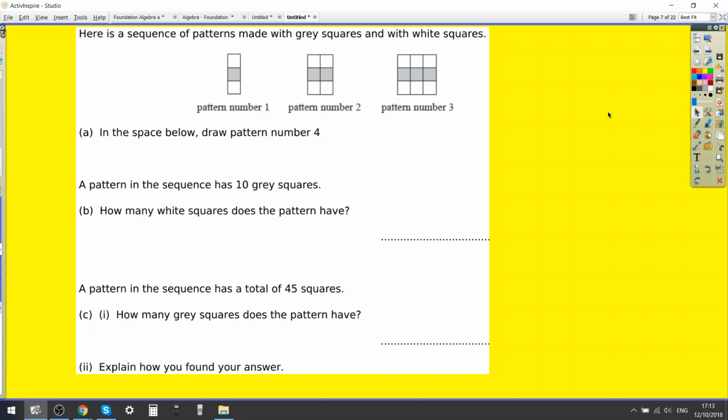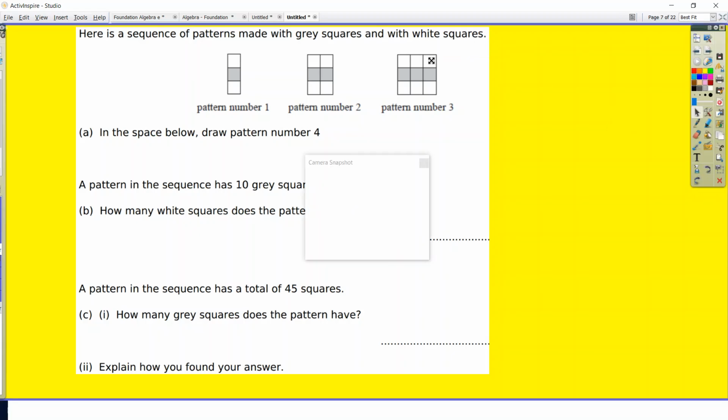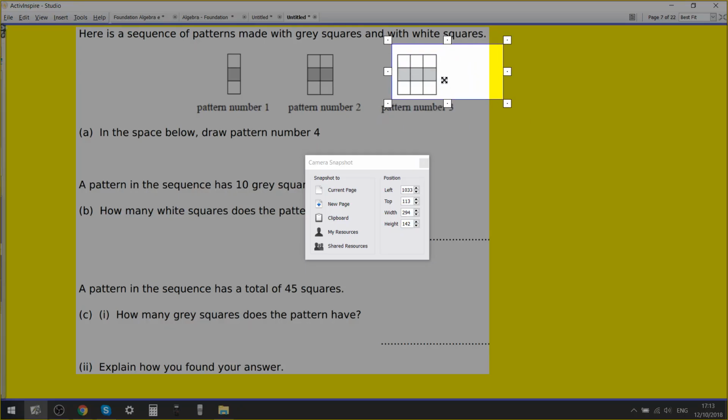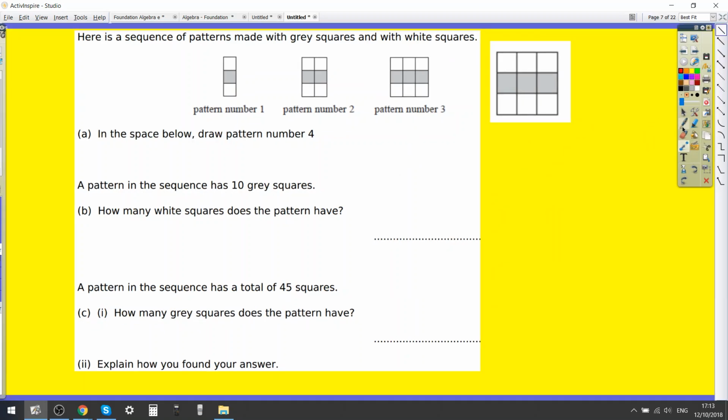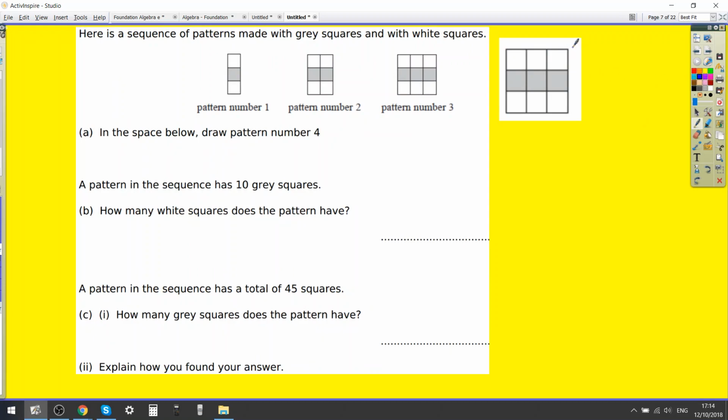Let's see. Yes. Okay. Let's try this one. So just got to add another 3 squares and then make sure the middle one is shaded. Okay. Yeah. Straightforward enough. Okay, part B. A pattern in the sequence has 10 grey squares. How many white squares does the pattern have?